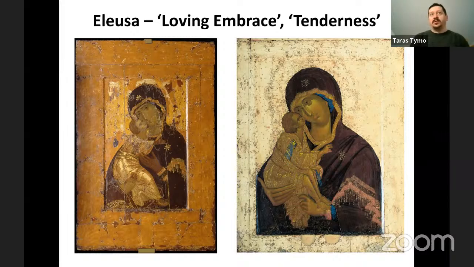That's why these icons sometimes have angels with cross and the spear and sponge and crown of thorns and so on, representing the expected, anticipated death of Jesus on the cross.